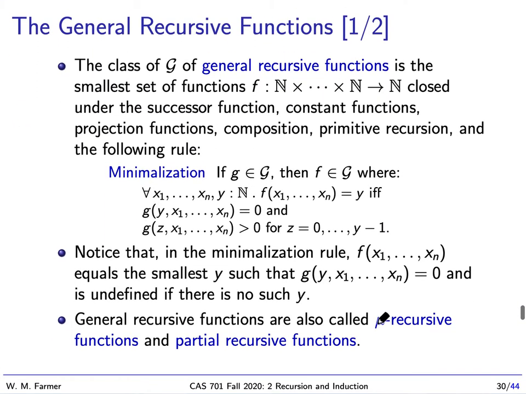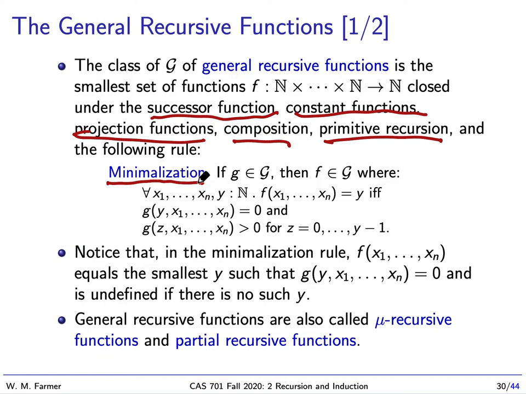Okay, so now there's another class of functions, which I'm going to call script G. This class of functions is the smallest set of functions that are closed under all those rules we had before for primitive recursive functions. They're right here: successor function, constant functions, projection functions, composition, primitive recursion, and an additional rule called minimalization. Now, let's try to understand what this rule says. It says if we have a G that's in our class, and this G can be any member, then there's an F, and this F is defined as follows.